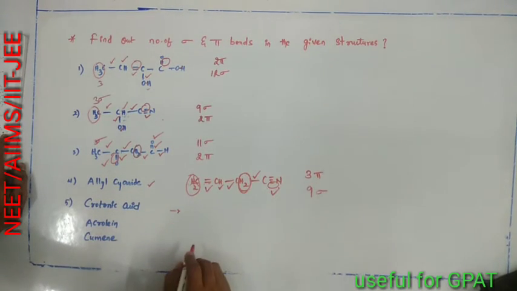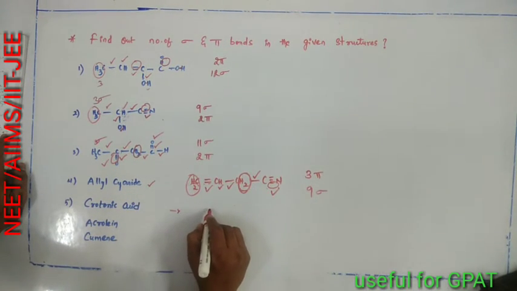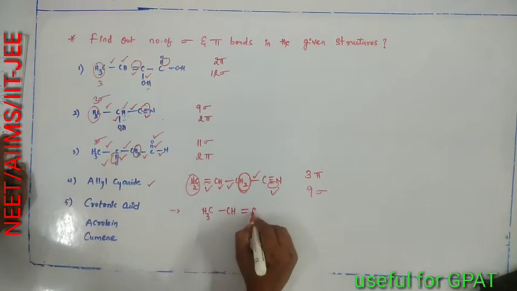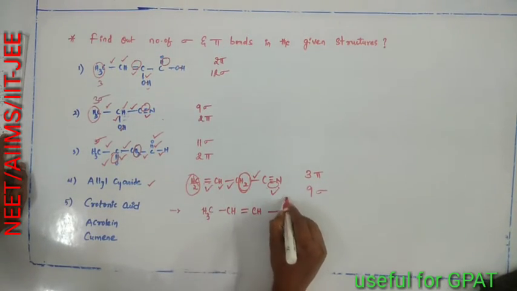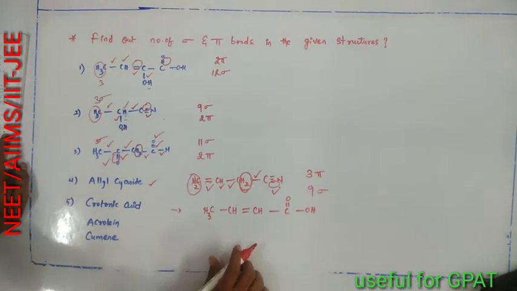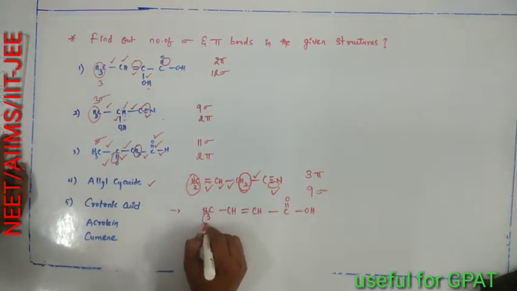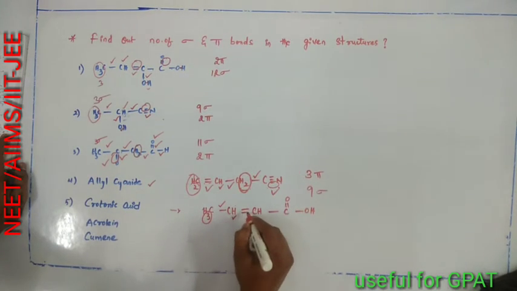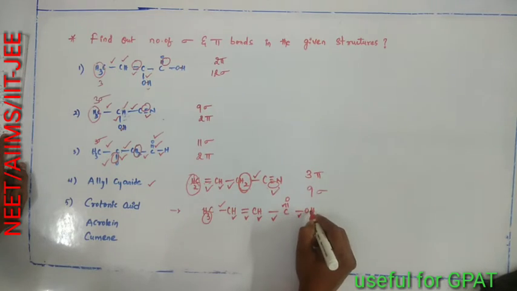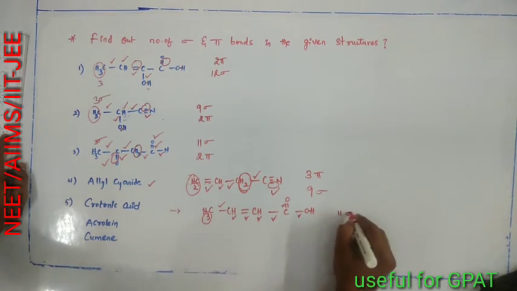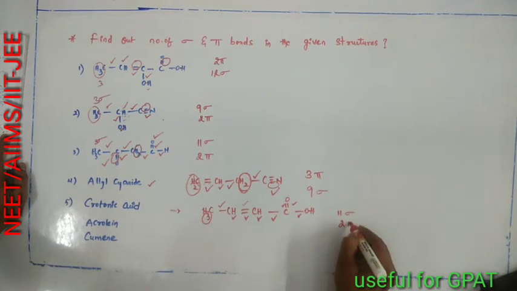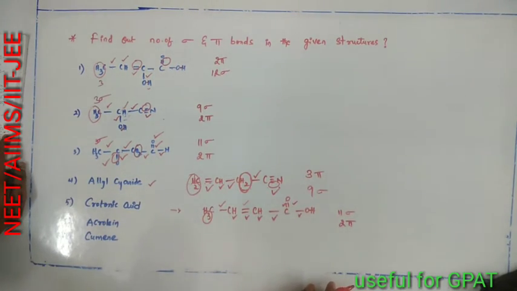Next one is crotonic acid. Write the structure of crotonic acid first. CH3 CH double bond CH C double bond OH is the structure of crotonic acid. Then you can find the number of sigma and pi bonds. Here 3 sigma bonds, 4, 5, 6, 7, 8, 9, 10 and 11. So 11 sigma bonds are present. The pi bonds: 1, 2. So 2 pi bonds are present in crotonic acid.